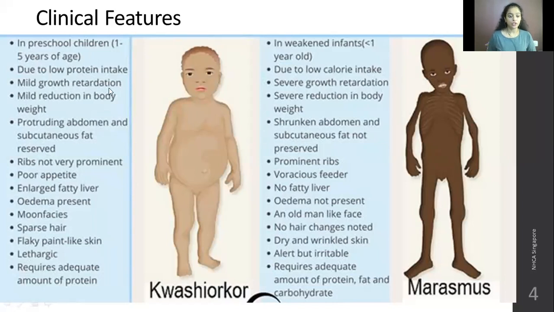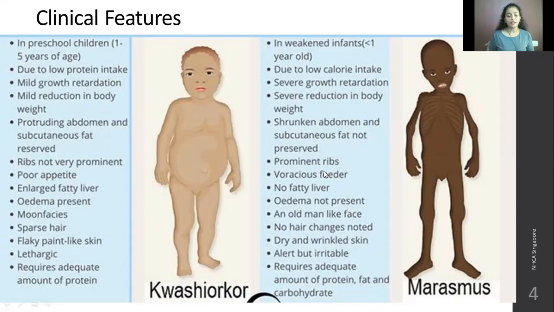Mild growth retardation, okay, because the child has grown enough, because up till the age of 5, some kind of growth in height is there, but along with that, other symptoms have caught up. Mild reduction in body weight, protruding abdomen and subcutaneous fat is preserved. Ribs are not very prominent. Poor appetite. Here, that is the difference.